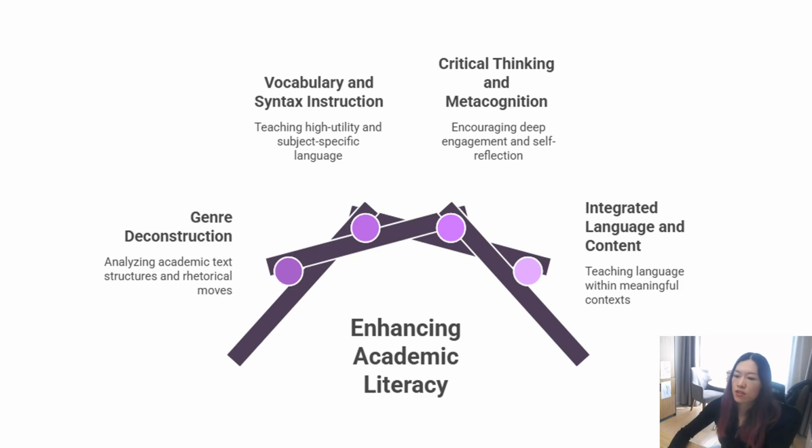The third is fostering critical thinking and metacognition. Academic literacy is inseparable from critical thinking. Language teaching must create opportunities for students to engage deeply with the texts. University students often struggle with writing because they haven't learned to read like writers. Language teaching could bridge these skills.